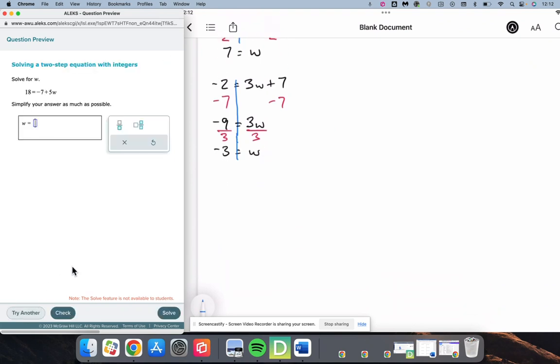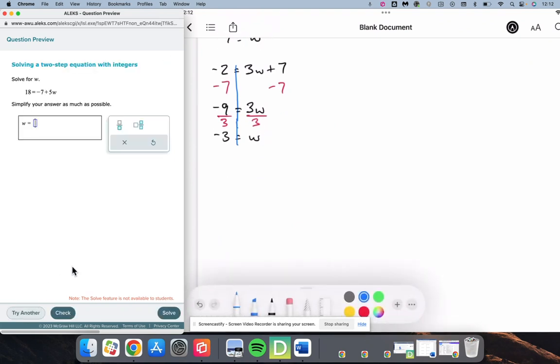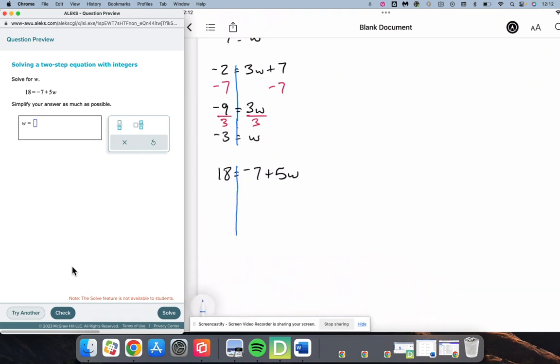All right, do a couple more. We have 18 is equal to negative 7 plus 5w. And as I've mentioned before, I could divide by 5 at this point, but it would create a bunch of fractions. I don't want to do that. So I see that we have a negative 7 there. We're going to do the inverse of that by adding 7 to both sides.